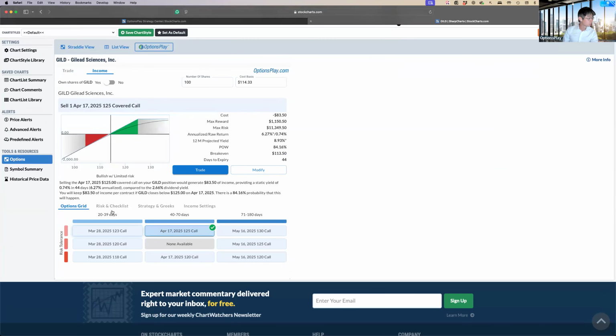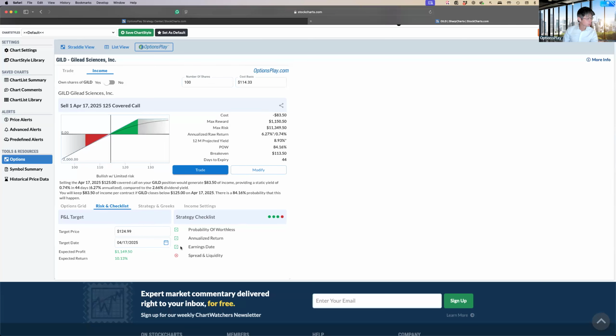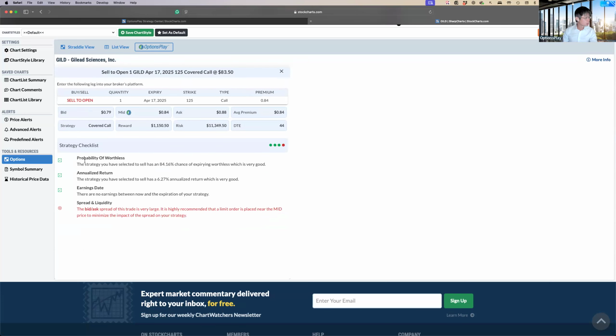So you can access it two ways. You can either click on risk and checklist, which will check for the earnings date. If you get a little green check mark, that means there's no earnings coming up. Or you can click on trade and it'll also bring up the strategy checklist and tell you if there's an earnings date coming up.